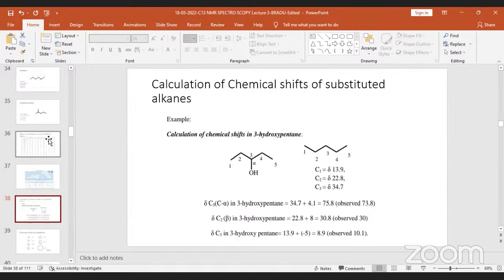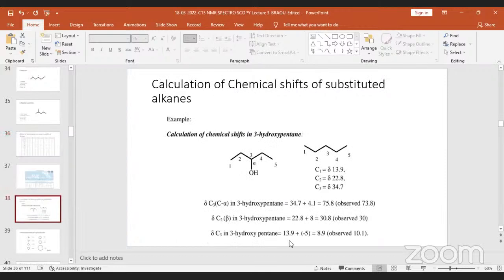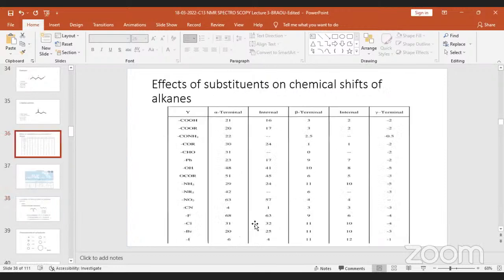Similarly, you can substitute with any group, NH2. Let us say 3-aminopentane. How much do we have to add? 3-aminopentane is internal, so we have to add 24. If it is terminal, we have to add 29. Okay, understood? Yes, ma'am.